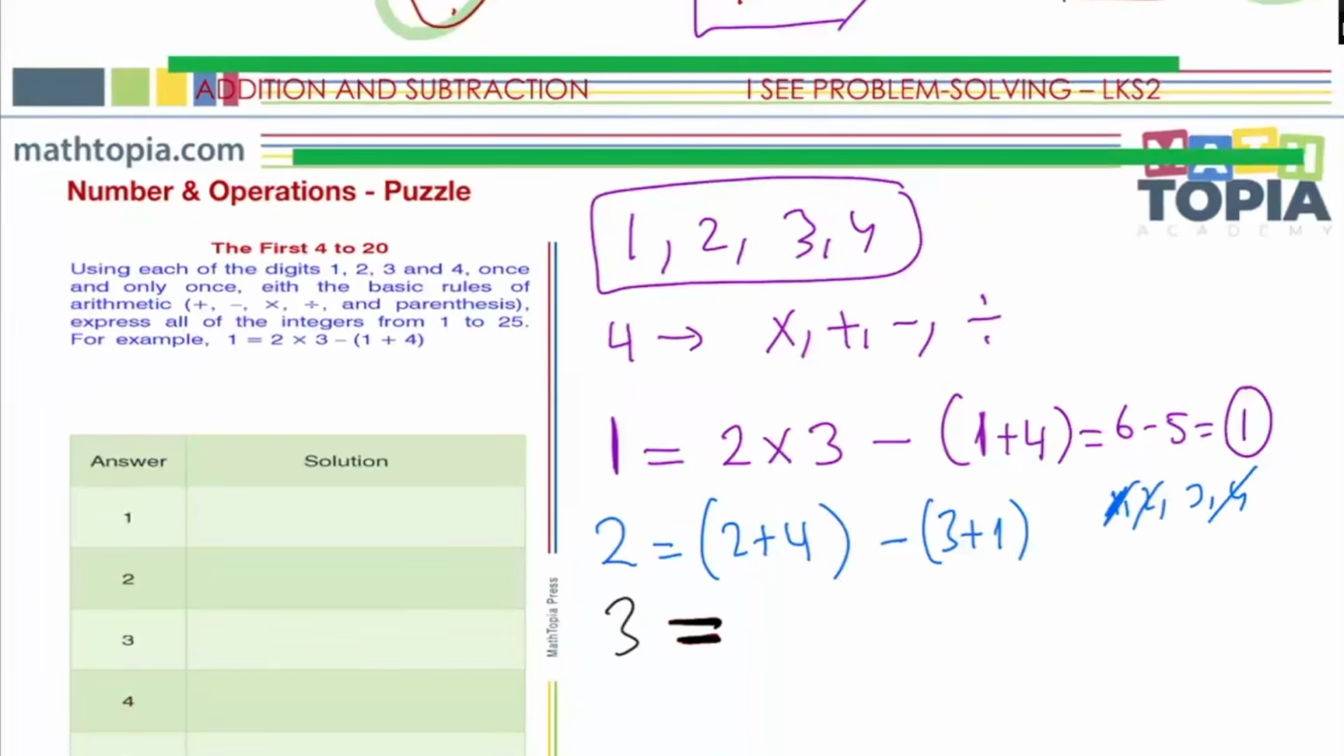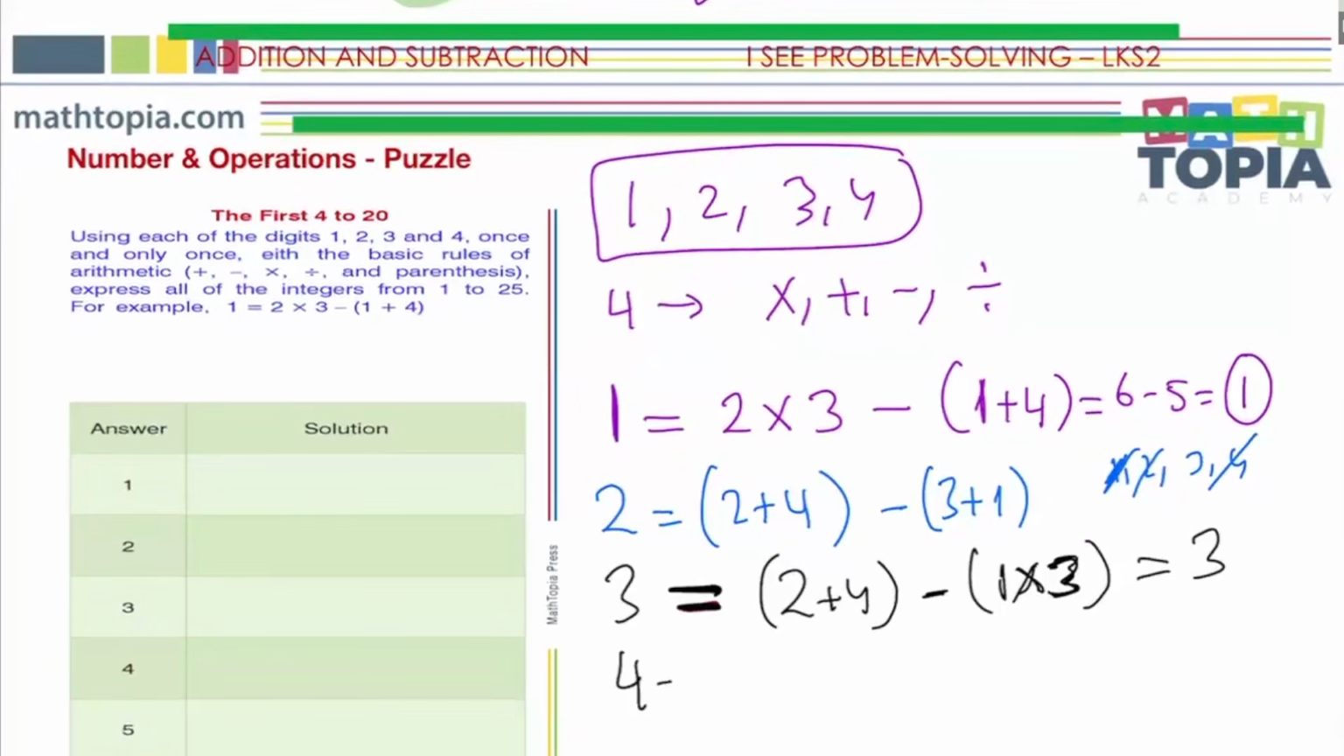2 plus 4, then minus 3 equals 6. Okay, 2 plus 4 is 6. And then what about this one? What's 1 times 3? 3. And then this is also 3, right? So there are multiple ways to do that. And what about 4?